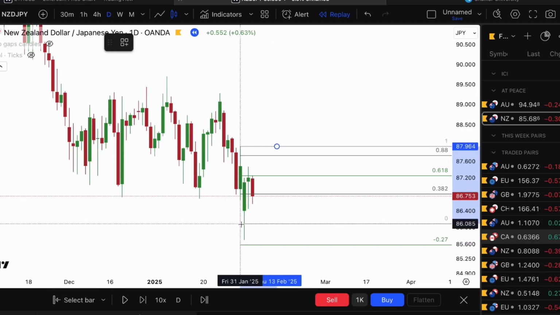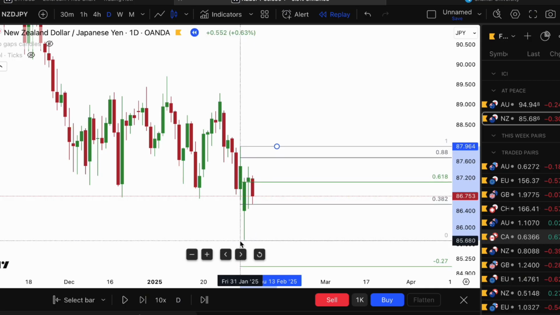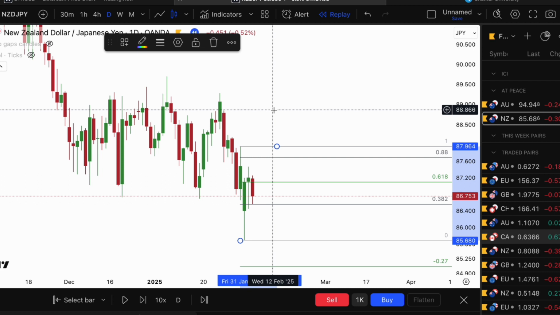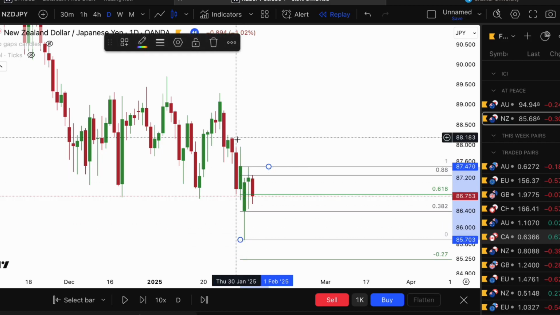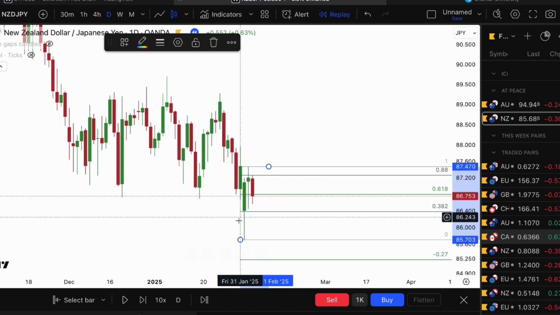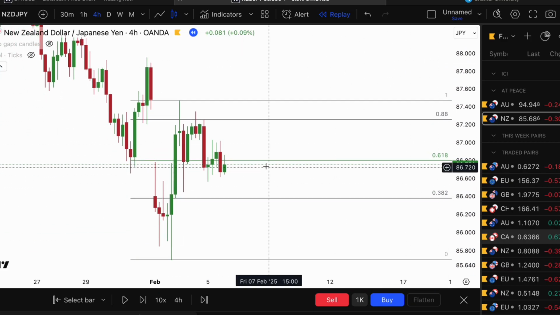Normally you want to draw it from that high to this low, so from the end to the beginning, but in this case I ended up drawing it from the third candle, so from this high to this low. Normally you want to draw it from the highest point to the lowest, but I drew it from this candle to this candle.